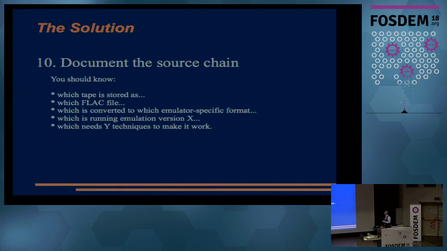And documenting the source chain. So by that, it's very good that we've got a tape here which says, this is JetSet Willy for the 48K Spectrum. It's very good that it says, this is how you must load it. It's very good there's documentation that says, here, this is the copy protection system. But if you don't have another document that says how all these things are joined up, you won't be able to put the bits together. So the whole source chain needs to be documented and noted.